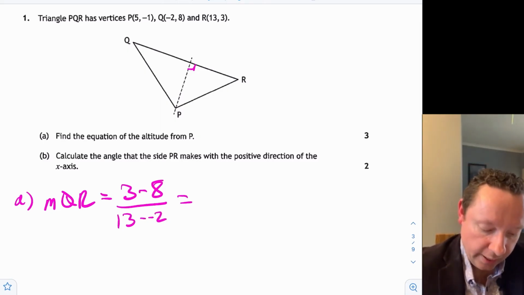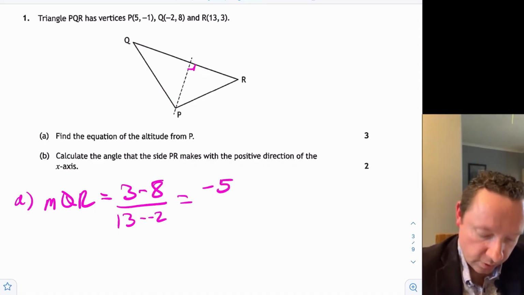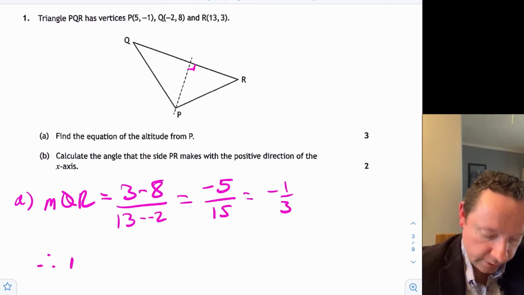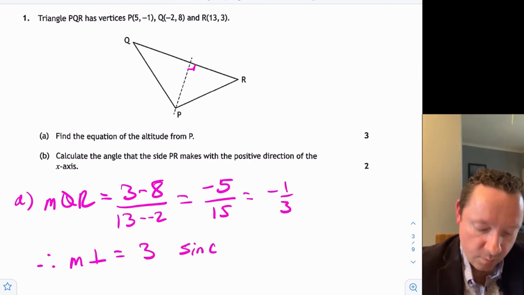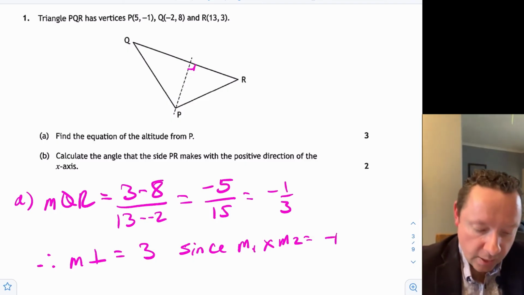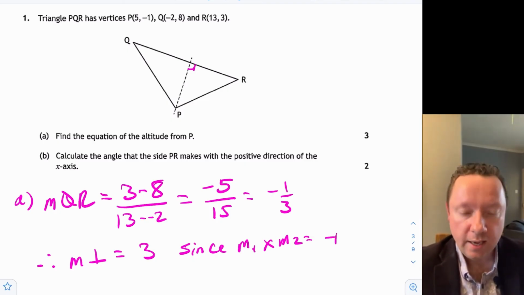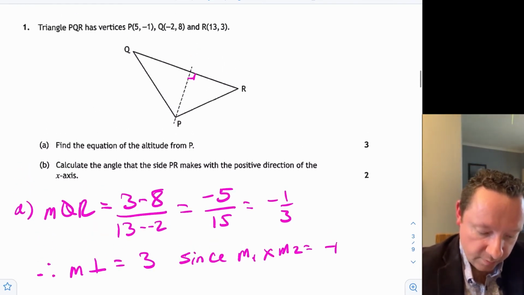3 take away 8 is negative 5. 13 minus minus 2 is 15. That gives me minus a third. And therefore, the gradient of the perpendicular must be 3, since m1 times m2 equals minus 1. And you always need that statement. So now we can use the point P to get the equation. So P is (5, minus 1).